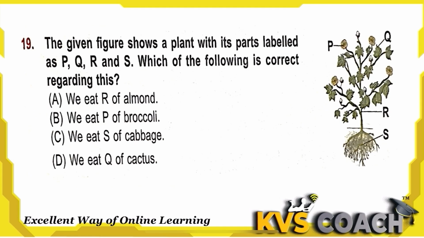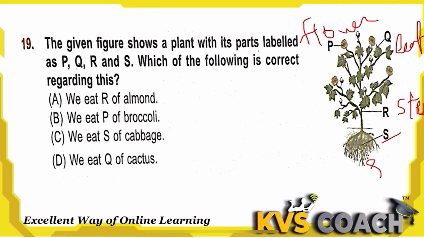Next question is, the given figure shows a plant with its parts labeled P, Q, R, S. Which of the following is correct regarding this? P is the flower of the plant. Q is the leaf of the plant. R is the stem of the plant. And S is the root of the plant. So let's check what they are saying.